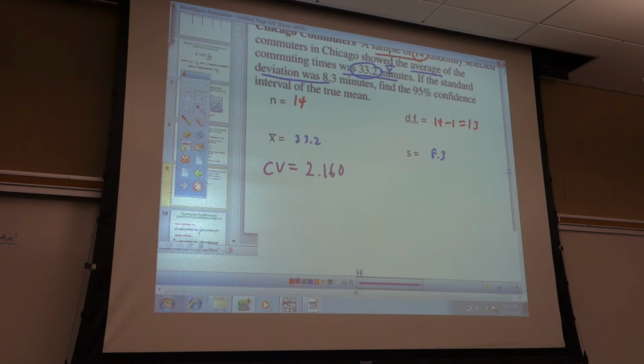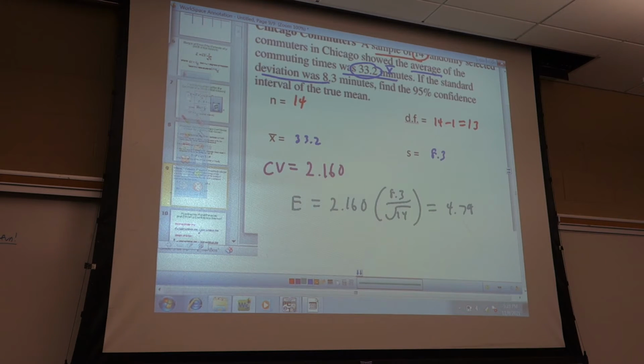Then we're going to find our error. My error is equal to my critical value, 2.160, times s, which is 8.3 over square root of n, square root of 14. And what did folks get for their error? 4.79. Terrific. I'm not done yet, though.